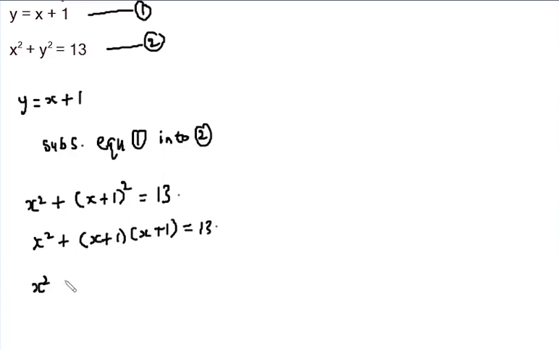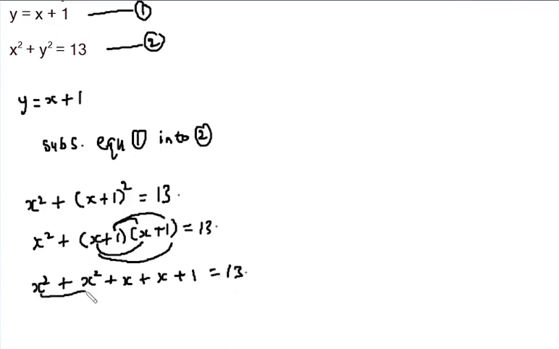Next up, I have x squared plus, I want to expand these two brackets. So x times x is x squared. x times 1 is plus x. Then 1 times x here is plus x. And then 1 times 1 here is 1. This is equal to 13. If I simplify all of this, x squared plus x squared is 2x squared. x plus x is plus 2x. And then I have plus 1. And this is equal to 13.